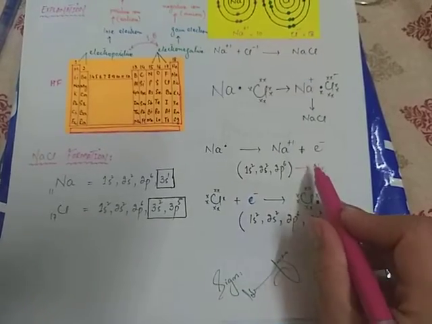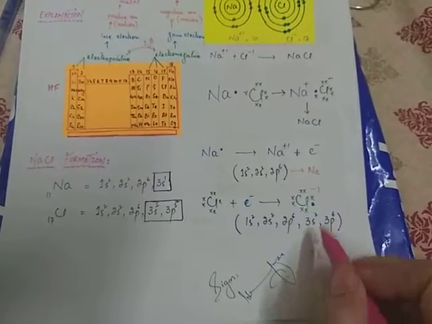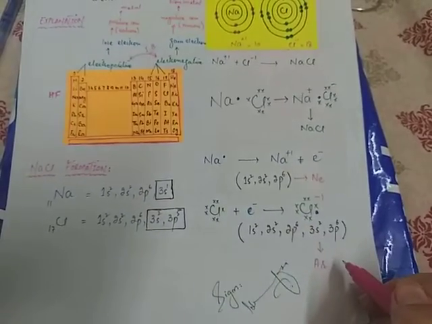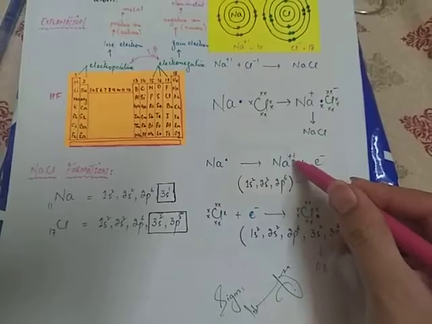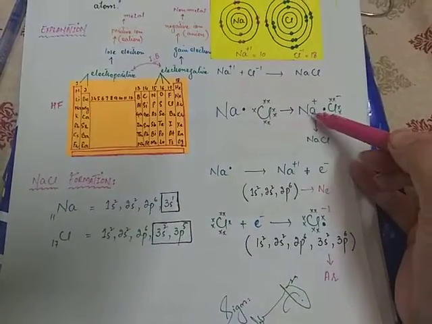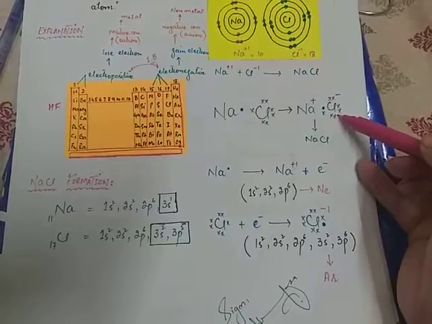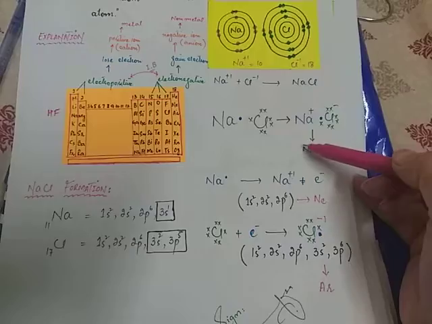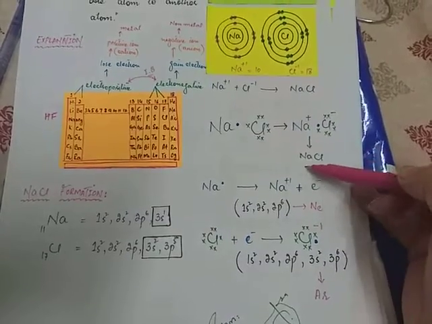It means both of these atoms are following the octet rule, meaning they are attaining the electronic configuration of their nearest noble gas. This positive ion attracts this negative ion. Whenever these two ions come close like this, Na positive and chlorine negative, then an electrostatic force of attraction develops. This results in the formation of sodium chloride.